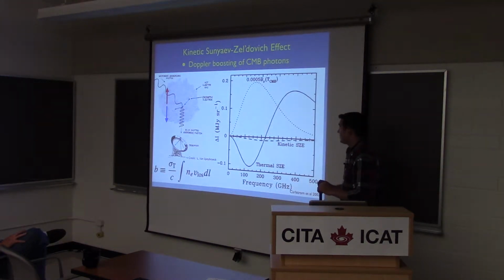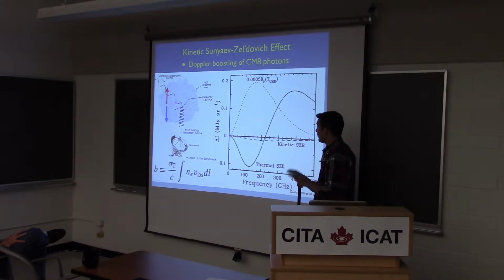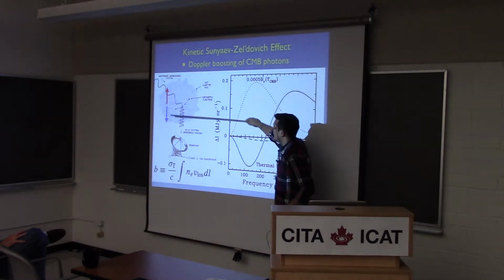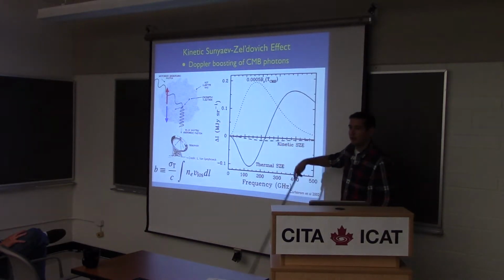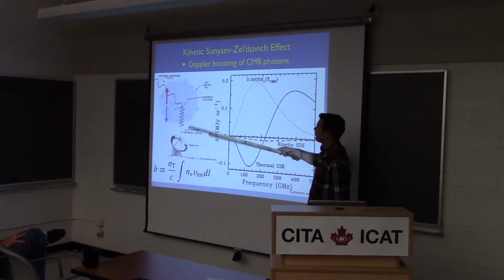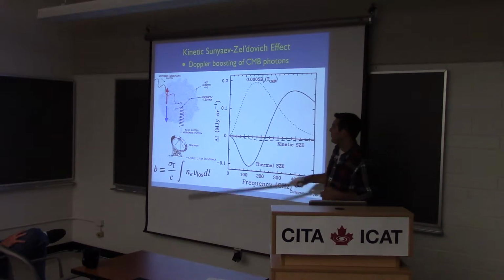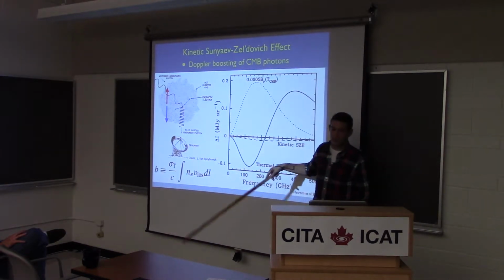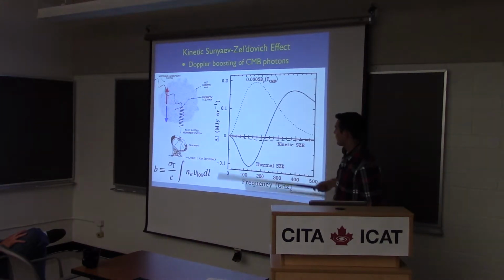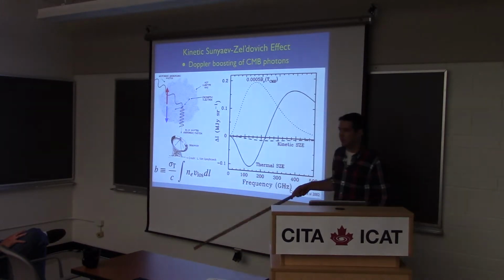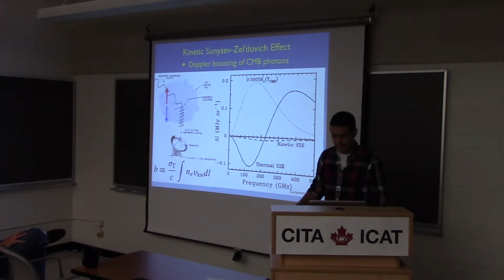The kinetic SZ, which I will mention briefly, you can think of as a Doppler shift of your CMB photons, or a moving mirror. So your CMB photons are coming in, and this ionized gas is moving towards or away from you. That will redshift or blueshift your CMB frequency. But this effect is much smaller. It's about an order of magnitude smaller than the thermal SZ.